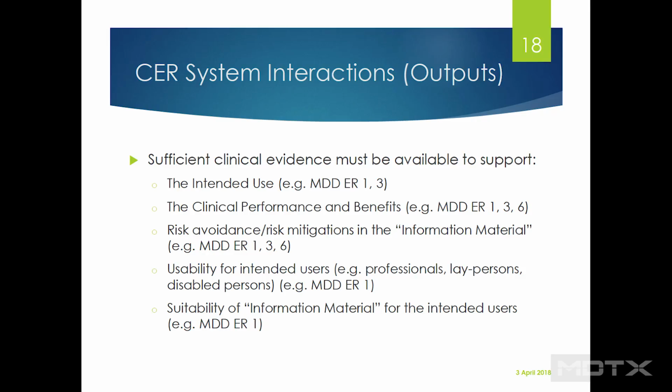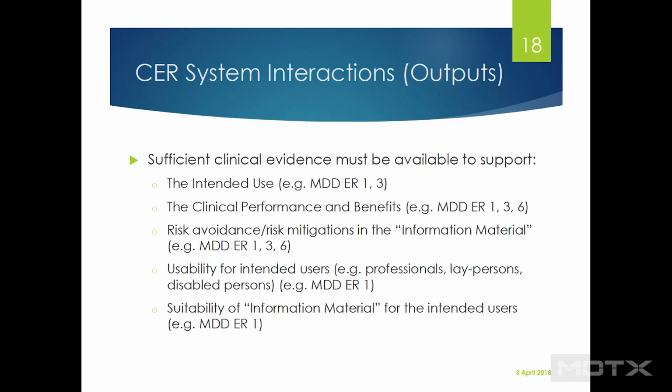Okay, so you also have to think about risk avoidance. You have to think about usability for the intended users and what they mean by that. So professionals, lay persons. Someone was just giving a presentation, I think it was John, on the 510(k) process and talking about home use devices. Okay, well, those were lay users, right? And disabled persons, okay? So big emphasis on disabilities now, and that's becoming global as well. Okay, and what's the suitability of your information material? That's your IFU and your labeling, right? For your intended use.